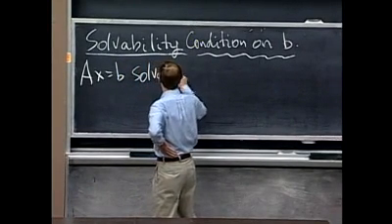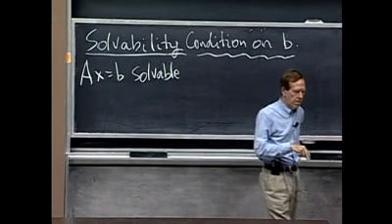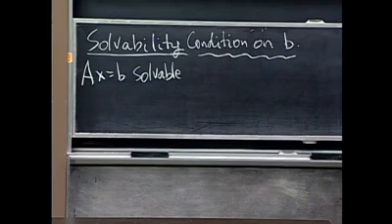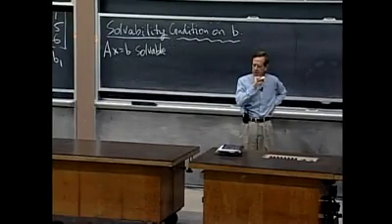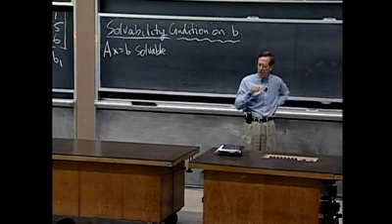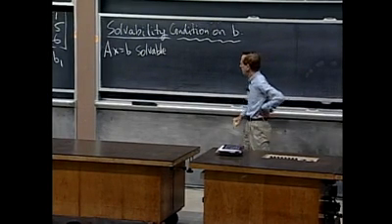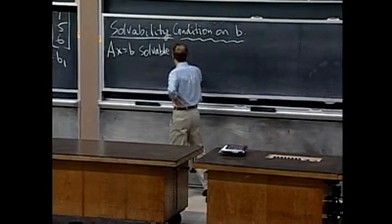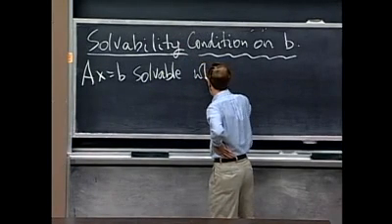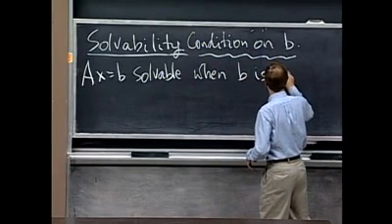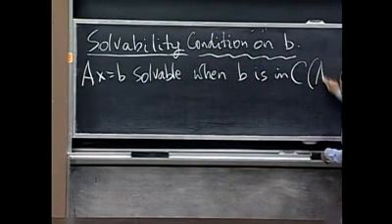Well, actually, we had an answer in the language of the column space. Can you remind me what that answer is? That was like our answer from earlier lecture. b had to be in the column space. Solvable if, when, exactly when, b is in the column space of A.